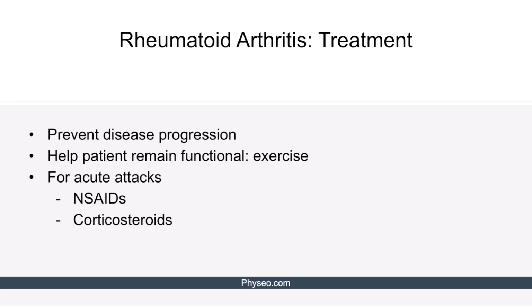The main goal of treatment is to prevent the disease progression, as well as applying measures to help the patient remain functional. Exercise is a great way to maintain muscle strength and range of motion. For acute attacks, non-steroidal anti-inflammatory drugs are used. Corticosteroids can be used if the NSAIDs aren't enough to manage the pain. As always, please note that corticosteroids are preferred as a short-term treatment but should be avoided in the long-term use.